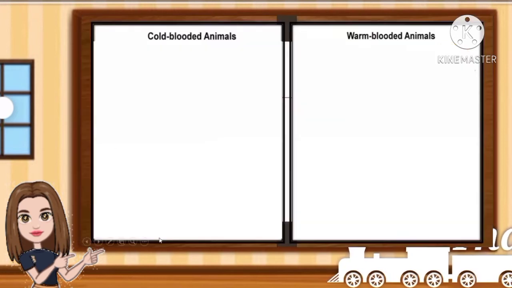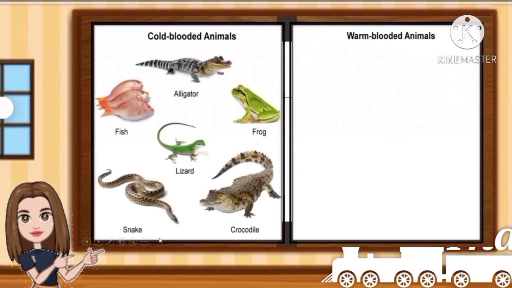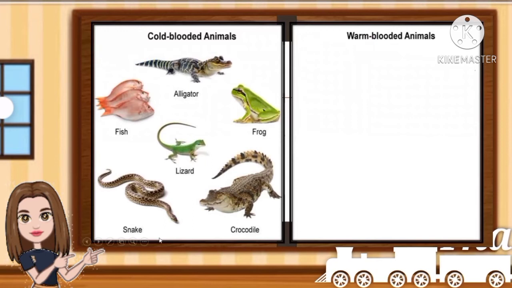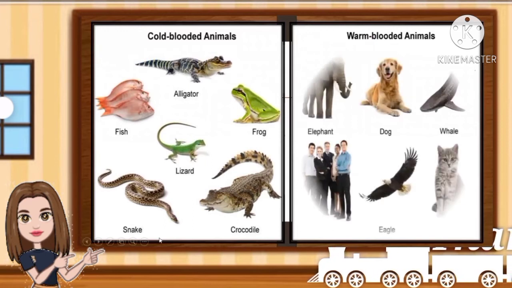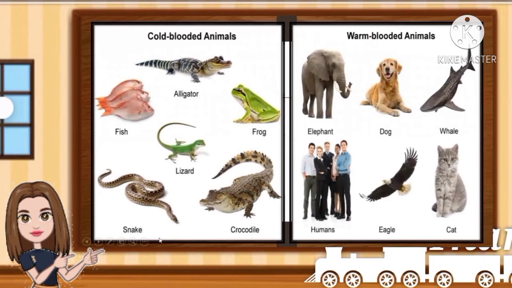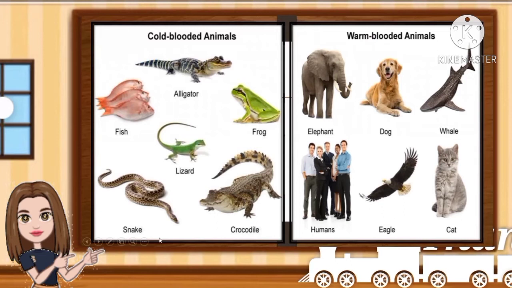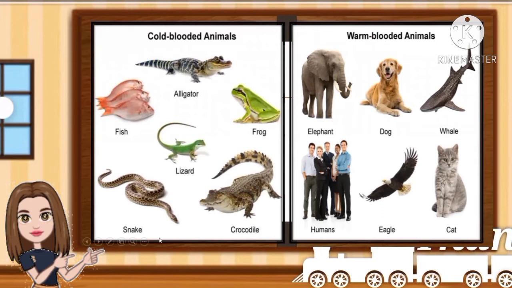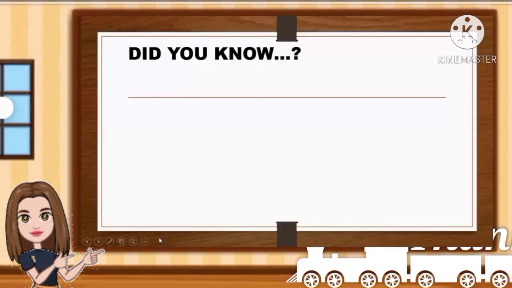Fishes, amphibians, and reptiles are examples of cold-blooded animals. These are animals whose body temperature changes as the temperature in their environment changes. While the birds and mammals are warm-blooded animals, animals whose body temperature stays the same even when the outside temperature changes. Man is an example of a mammal.